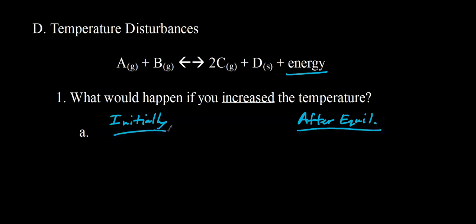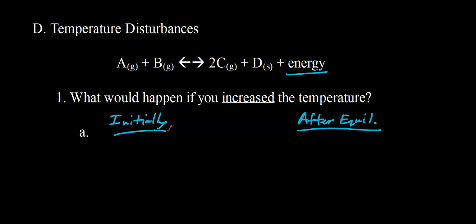If you increase the temperature, what effect does that have on the rate of the forward reaction? The rate of the forward reaction will increase. And if you increase the temperature, what effect will it have on the rate of the reverse reaction? Well, the rate of the reverse reaction would also increase. Remember, if you increase temperature, particles are moving faster and they're involved in more collisions.